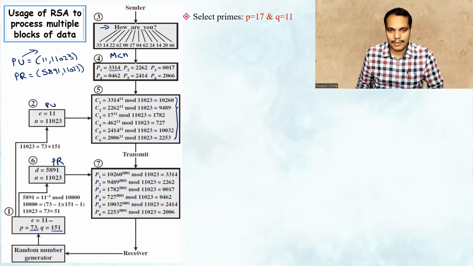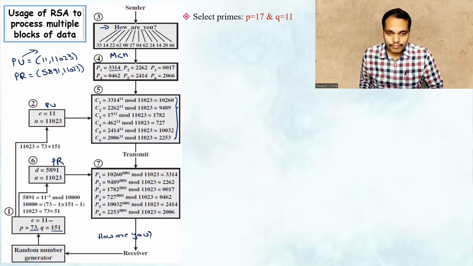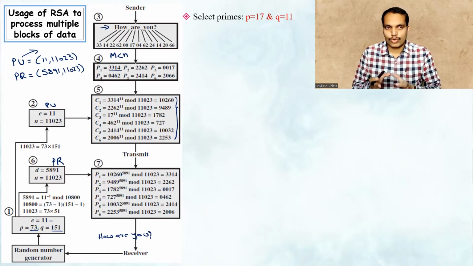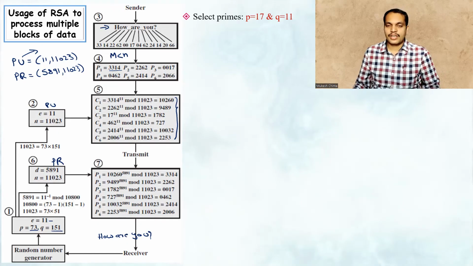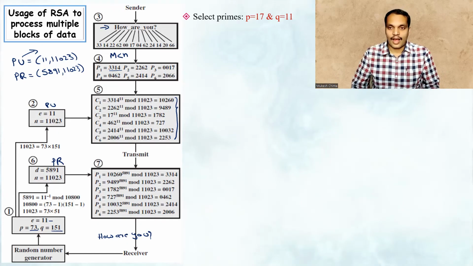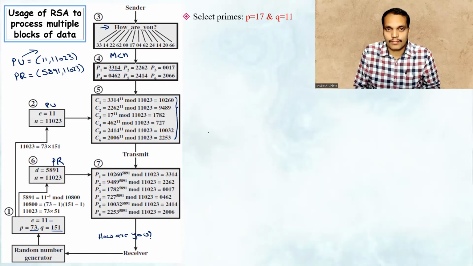So you can see you get the same numbers as we had. And once you write them down according to the ASCII values, you get back at the receiver, and you can find out that "how are you" is back. So this is how RSA can be used to process multiple blocks of data. There is one other example which has been given in the textbook for the RSA encryption and decryption processes.